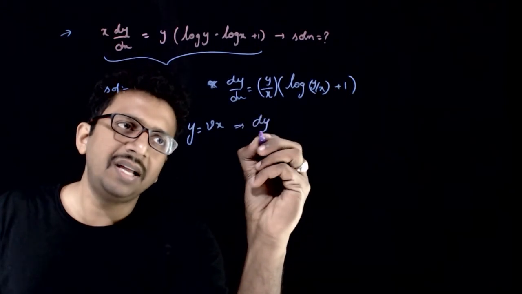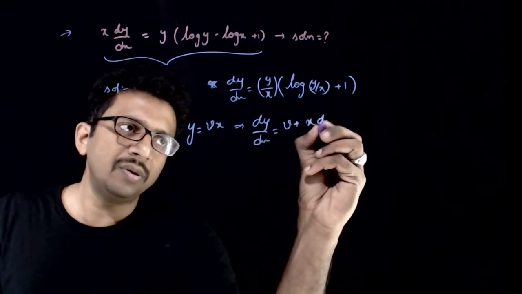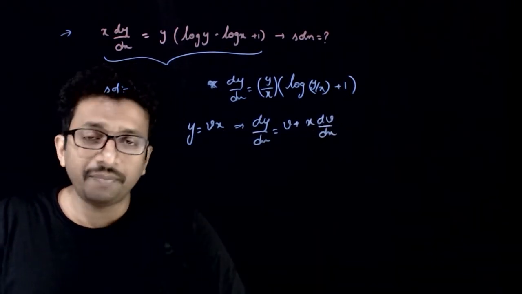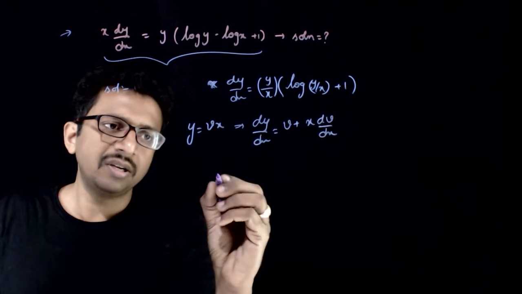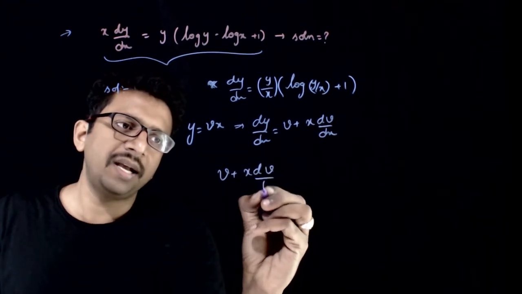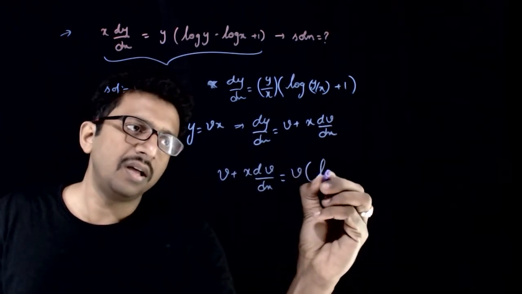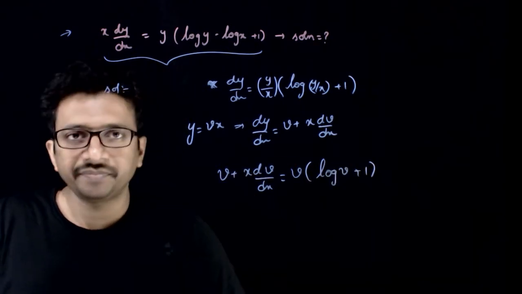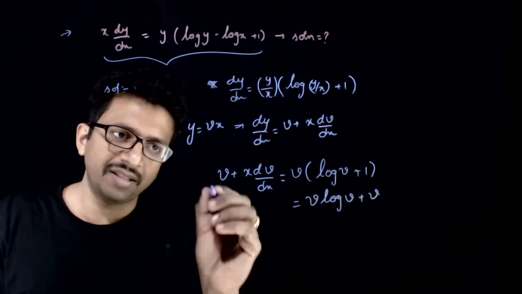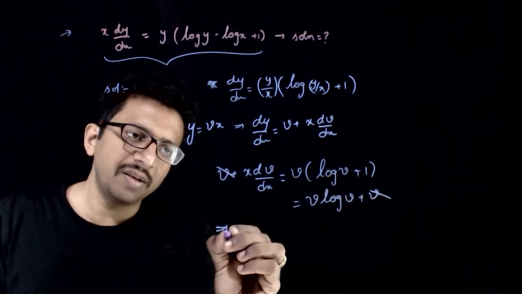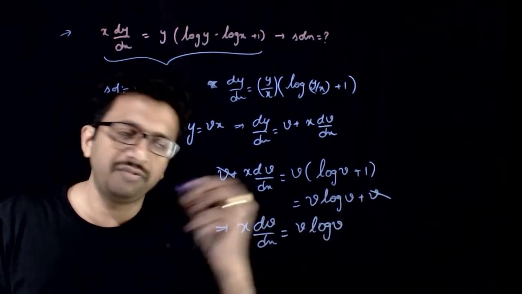This implies dy by dx is equal to v plus v into dx by dx, which is 1, plus x into dv by dx. So dy by dx is v plus x dv by dx. If I substitute this here, v plus x dv by dx is equal to y by x, which is nothing but v, times (log v plus 1). That is v log v plus v. The v and this v get cancelled. This implies x times dv by dx is equal to v log v.